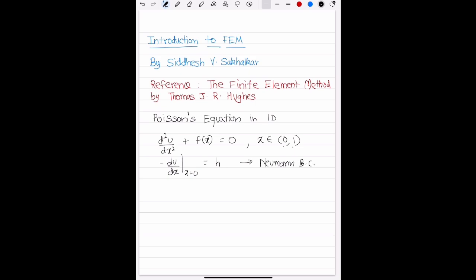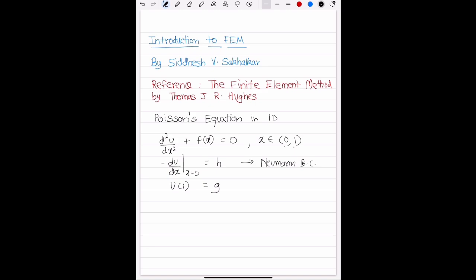At x equal to 1, we consider a Dirichlet boundary condition where we apply a constraint to the solution u at x equal to 1. So this boundary condition can be written as u of 1 is equal to some constant g. So this right here is our Dirichlet boundary condition. So the differential equation coupled with these two boundary conditions together form the strong form of the boundary value problem, that is the Poisson's equation.